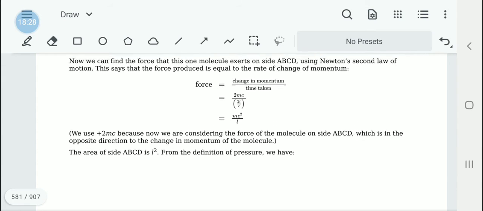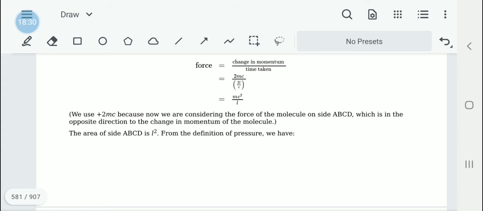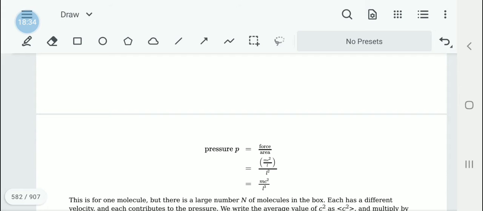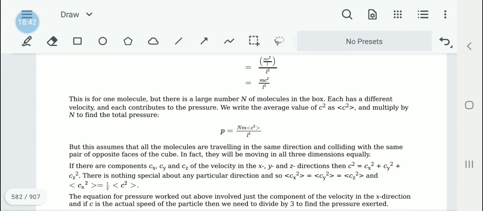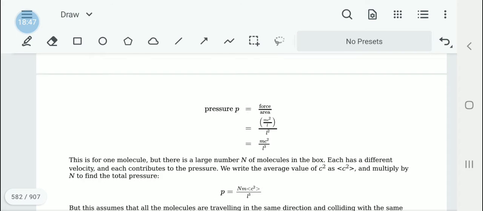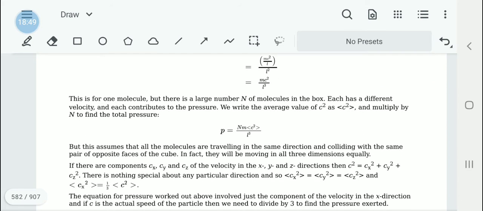Then the area of side ABCD is L squared. We know that one side is L. Then we have pressure equals force upon area. Then mc squared divided by L, divided by L squared. Then that gives us mc squared upon L cube. So that is the pressure for one molecule.